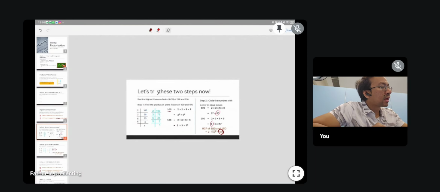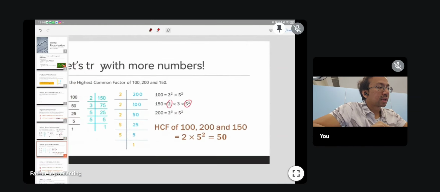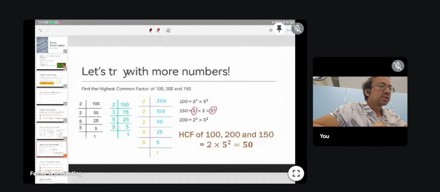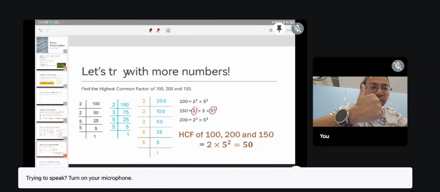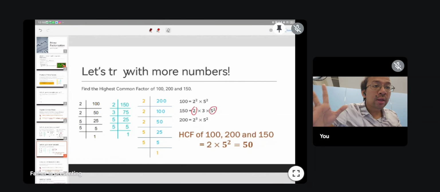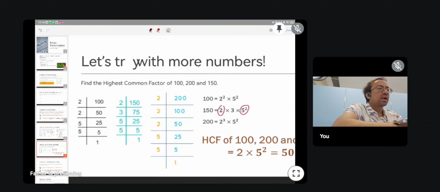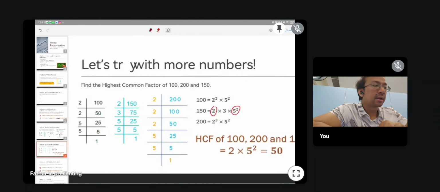Now let's try another example. More examples you try, the better you'll get. Okay. Let's try more numbers. So highest common factor of 100, 200, and 150. Same thing, step 1. Express all numbers as the product of their prime factors. So you get 100, 150, 200, use your ladder method.